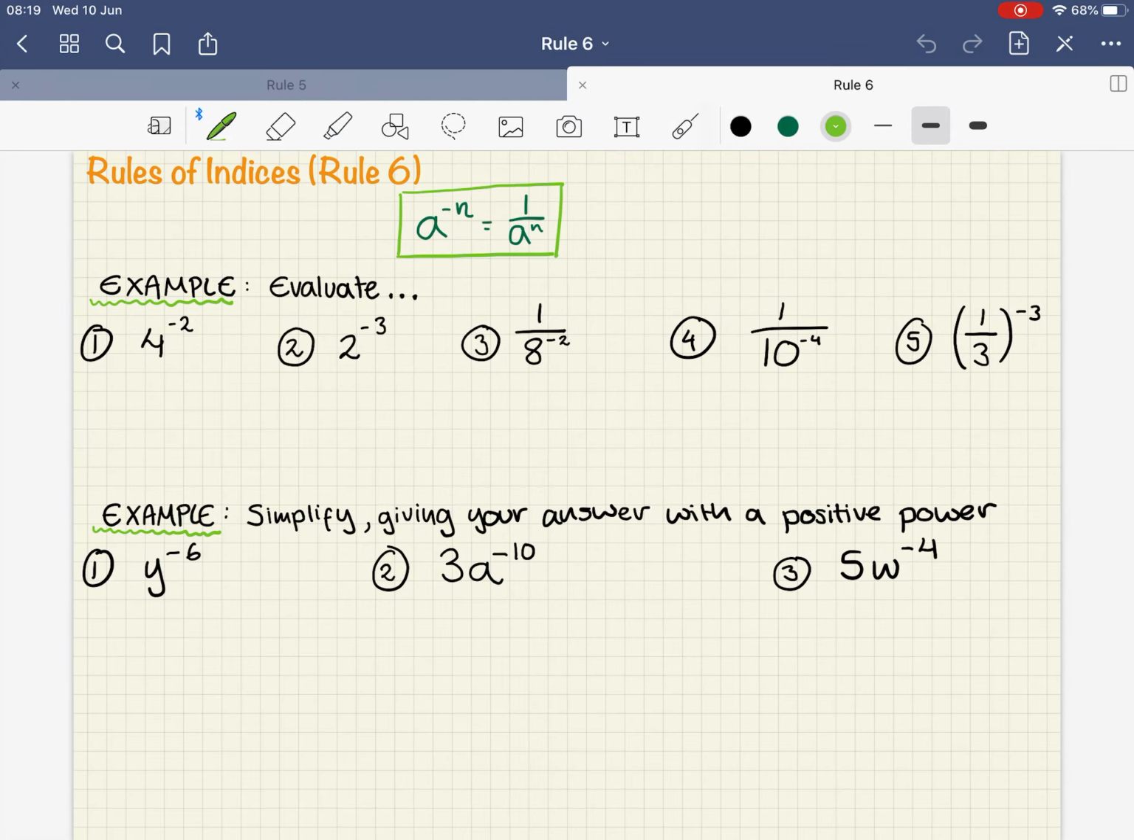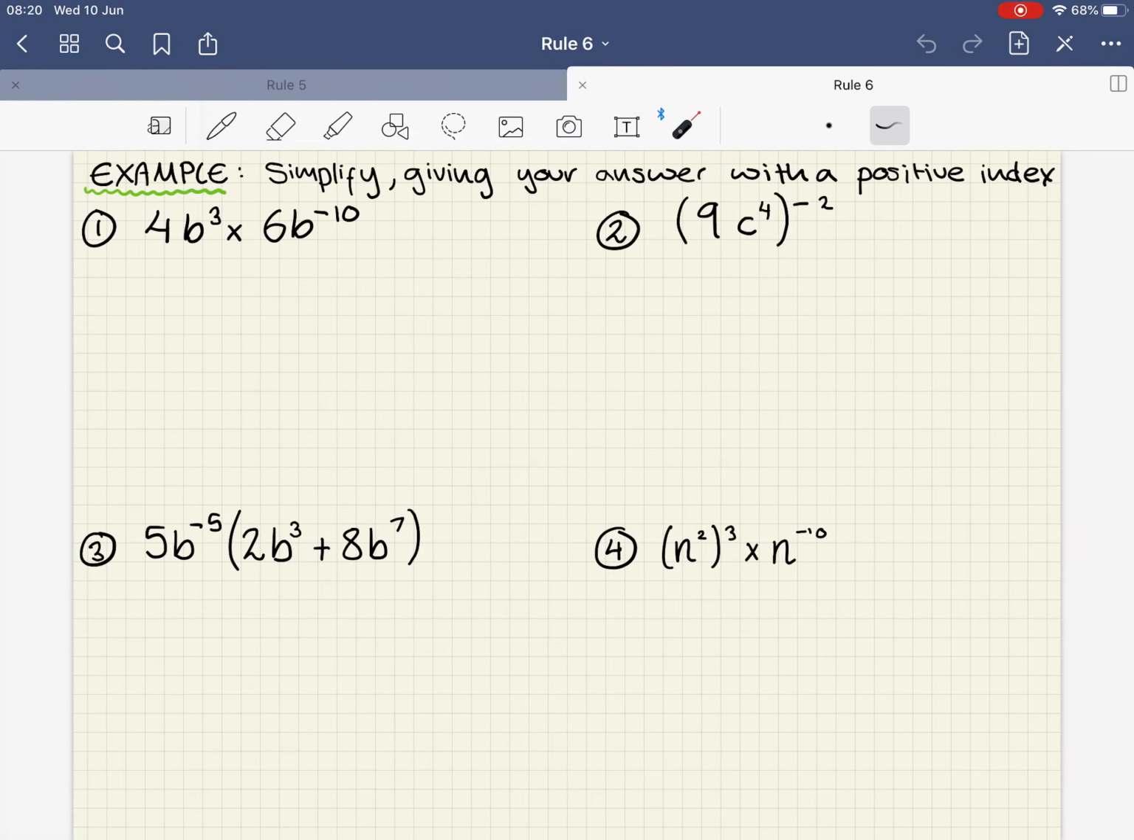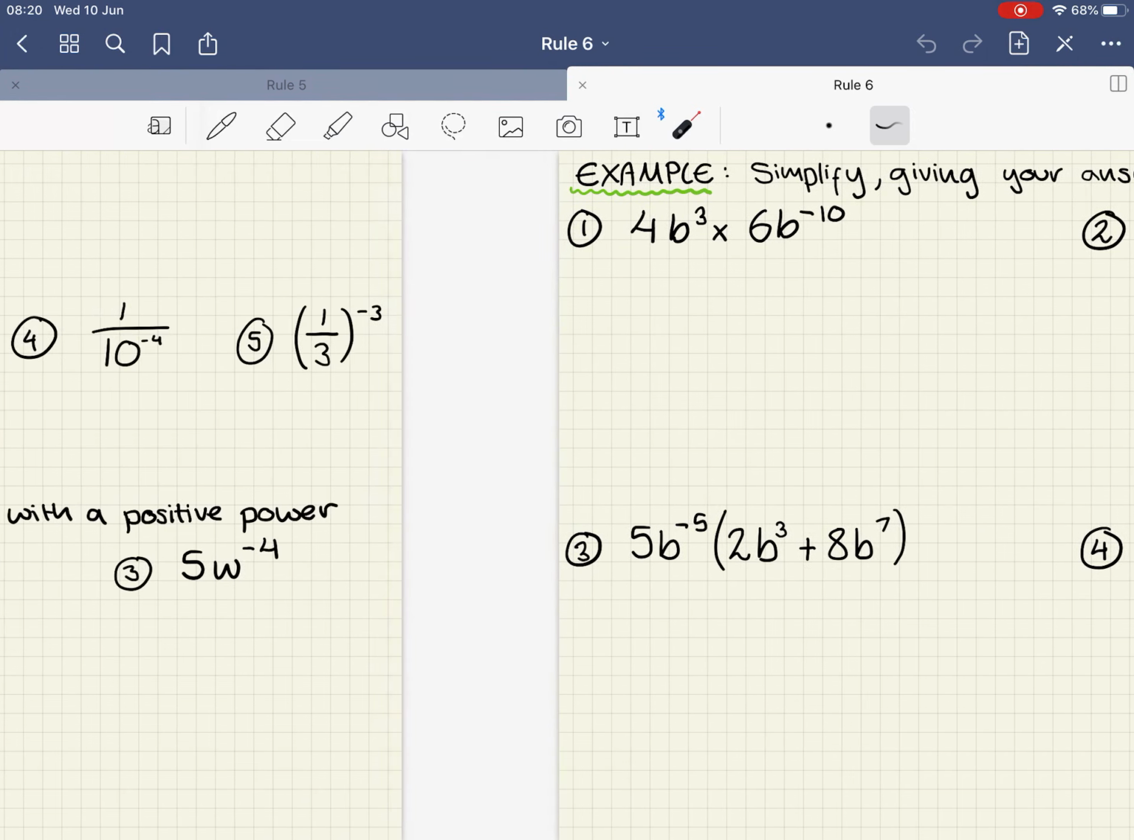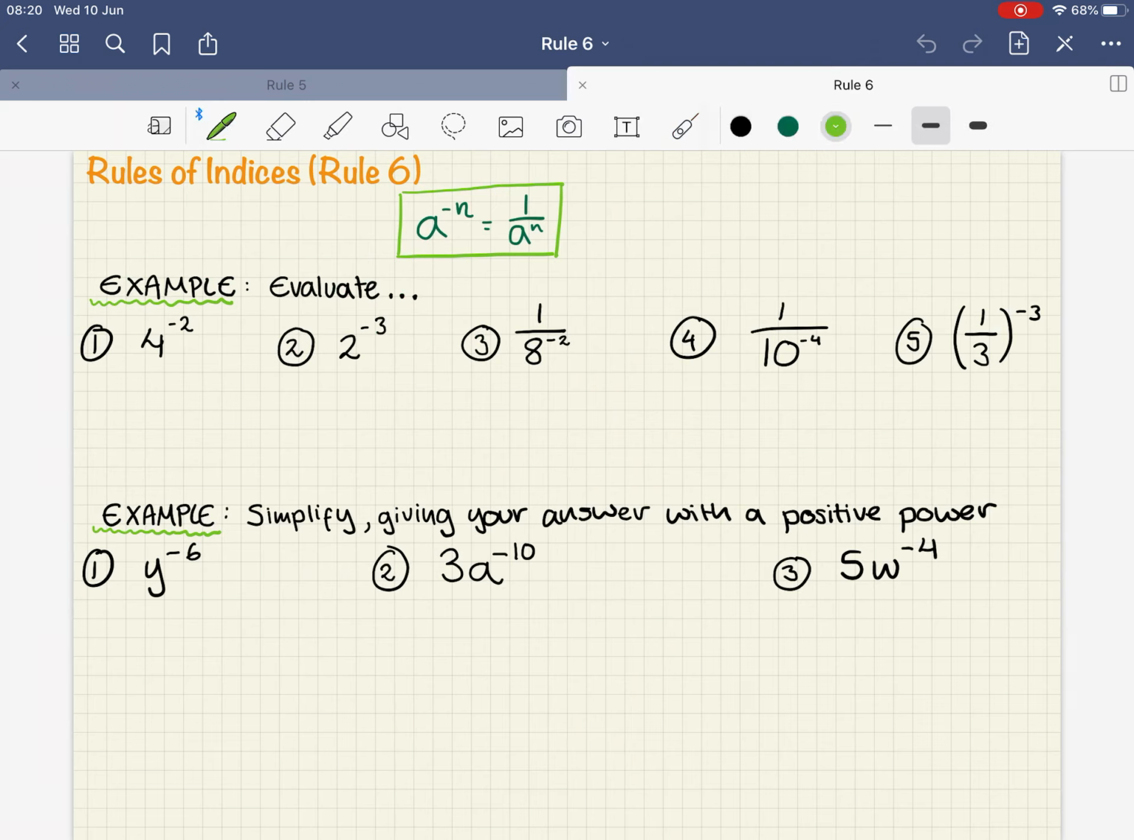Okay, so on to rule 6, the penultimate rule. And the main idea of rule 6 is when I've got something to the power of negative n, we flip it into a fraction and we drop that negative sign. So let's take a look at some examples, and I've got a few different ways this rule can appear in a question. So I've actually got quite a few examples to go through here. So let's jump straight to it.